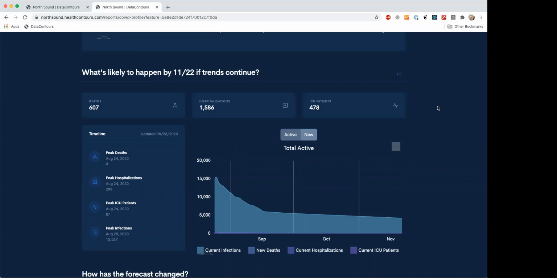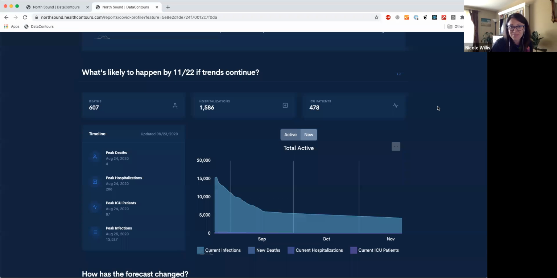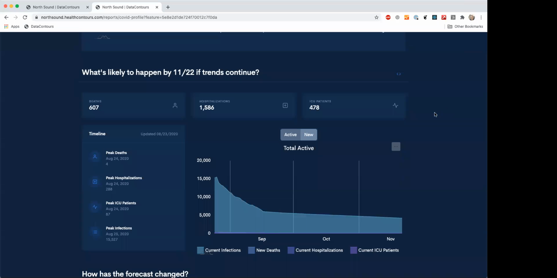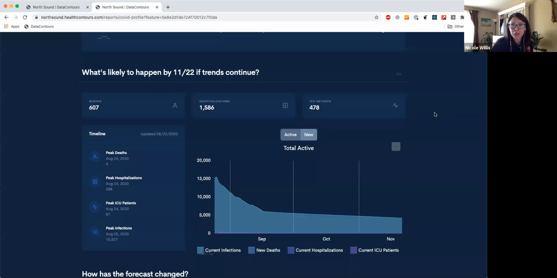Great. Thank you for sharing that. And if anyone's new on the call, we did put in the chat box where this one is, and also these models are available by region and then by the 5 counties as well.